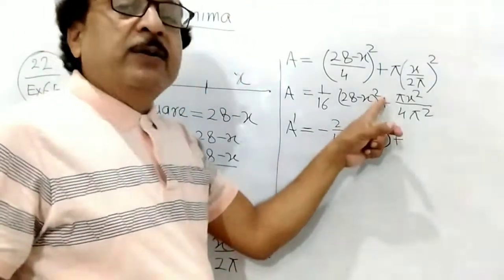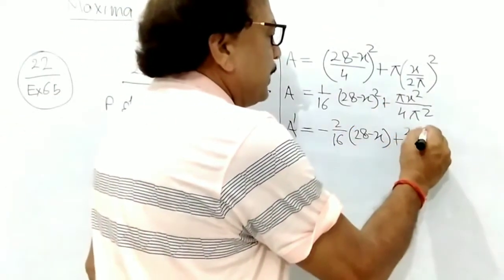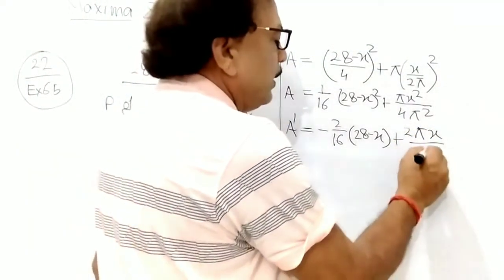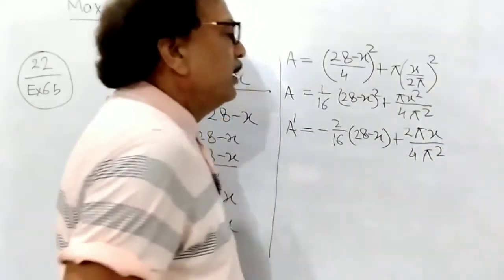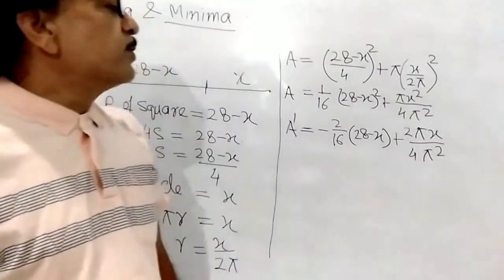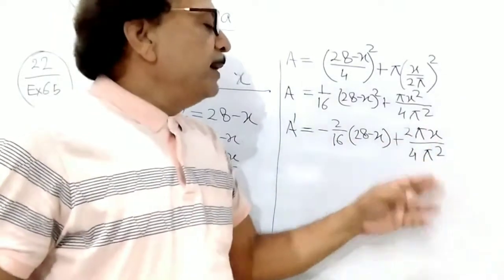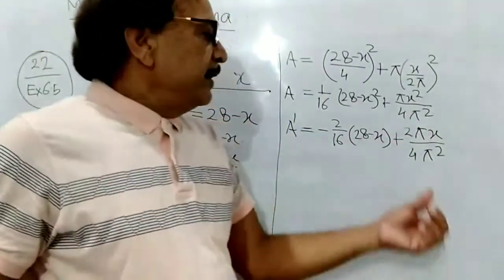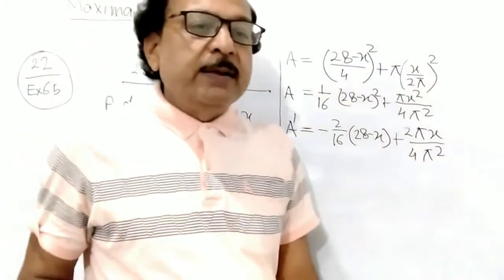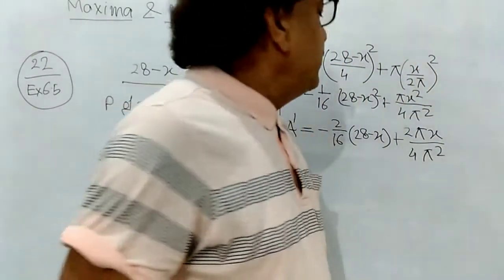प्लस यहाँ क्या हो जाएगा? 2 pi x. ये हमारा हो गया 2 pi x अपॉन 4 pi square. Pi x square and 4 pi square, 2 pi x अपॉन 4 pi square. यहाँ हम सिंप्लीफाई कर सकते हैं. ठीक, या कॉमन ले लेते हैं.